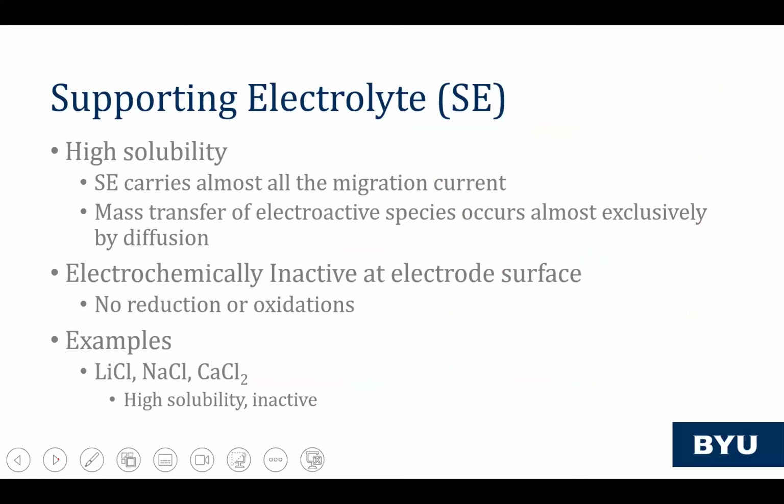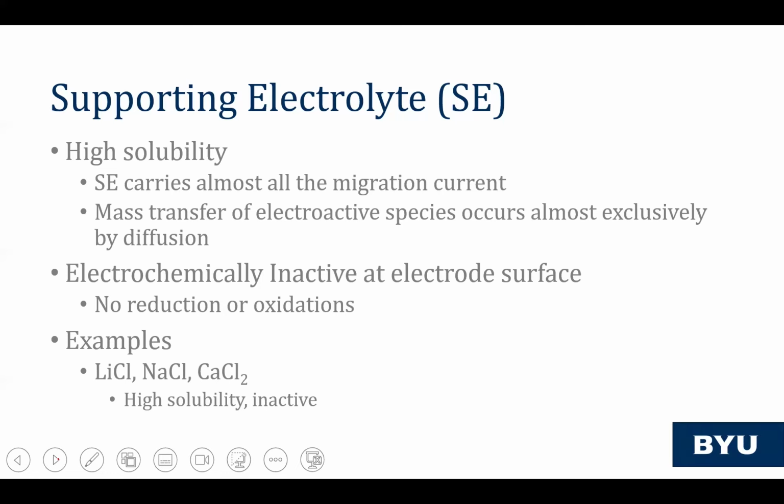And so that means when we get to the surface of the electrode, the transport of the electroactive species, which is our hydrogen in the previous slide, occurs almost exclusively by diffusion. So we can make that assumption and simplify our math. The other important thing about the supporting electrolyte is that it's electrochemically inactive at the electrode surface. So like the sodium cation couldn't be reduced. So therefore we had to use diffusion to bring the 96 other hydrogen cations.